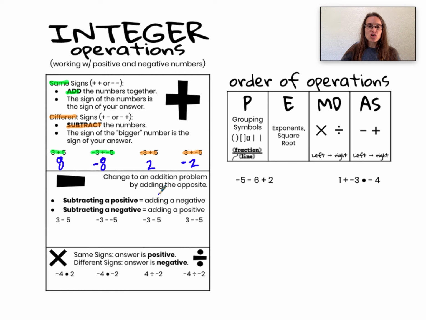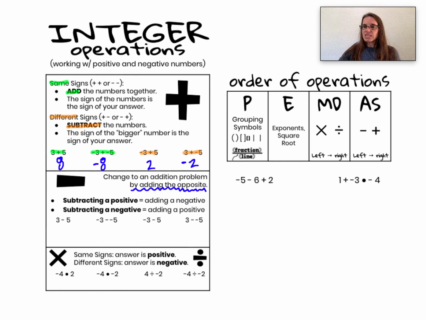Next, let's go ahead and look at subtraction. So when we're subtracting, it may be helpful to change the subtraction problem into an addition problem by adding the opposite. If we subtract a positive, this means we're adding a negative. If we're subtracting a negative, this means we're adding a positive.